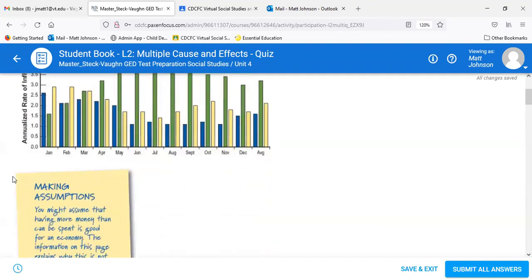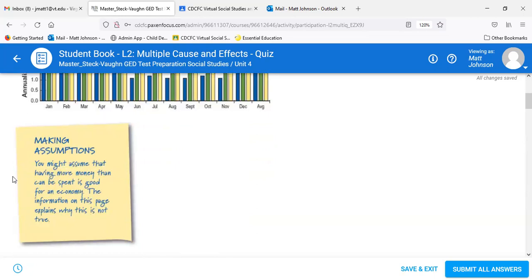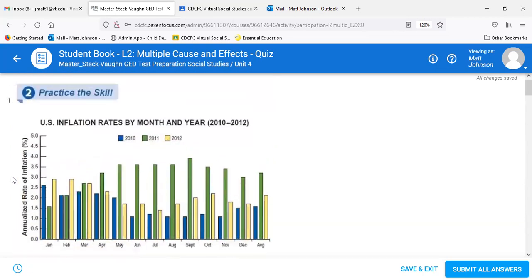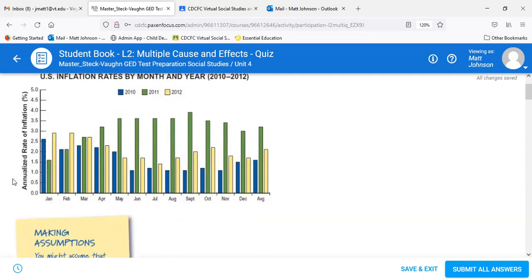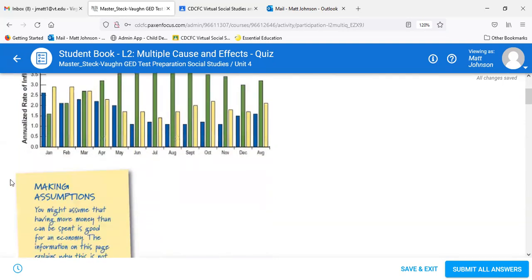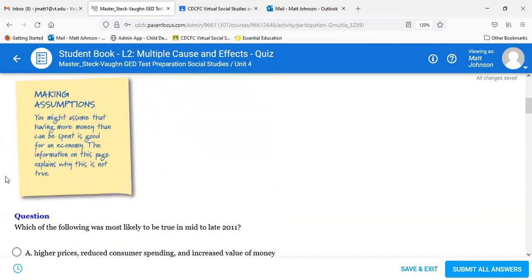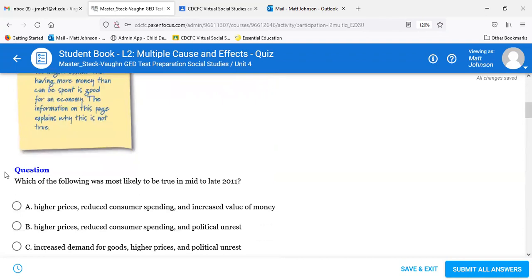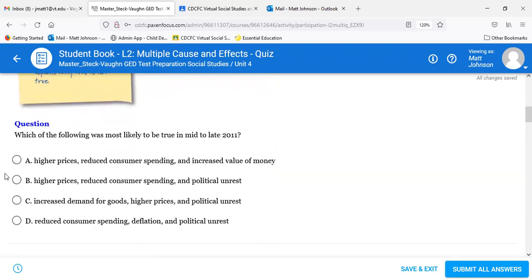Okay, so we're making assumptions. You might assume that having more money than can be spent is good for an economy. The information on this page explains why this is not true, right? So that's what we talked about. That means that if you have all that cash, that typically means that inflation has occurred. If you have this high amount of money, and it's just not going as far when it comes to spending power. So question 1, Etta, would you mind reading question 1 for us?